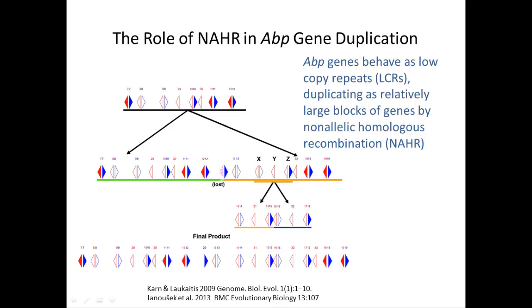This slide illustrates the two most recent duplications in the ABP gene region. These occurred as duplications of blocks of multiple ABP genes that probably occurred by non-allelic homologous recombination, or NAHR. The block at the top, underlined in black, is the group of genes that gave rise to the penultimate duplication, resulting in two blocks in the center, one underlined in green and the other in orange.